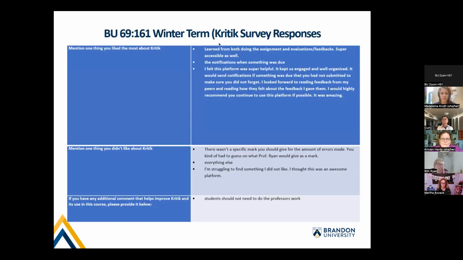And then looking at the qualitative comments, mention one thing you liked about Kritik, and this was again the intro course. I learned from both doing the assignment and evaluation feedback, super accessible as well. The notifications were something when something was due. I felt this platform was super helpful. It helped us, kept us engaged and well organized. It would send notifications if something was due that you had not submitted to make sure you did not forget. I looked forward to reading feedback from my peers and reading how they felt about feedback I gave them. I would highly recommend you continue to use this platform if possible.